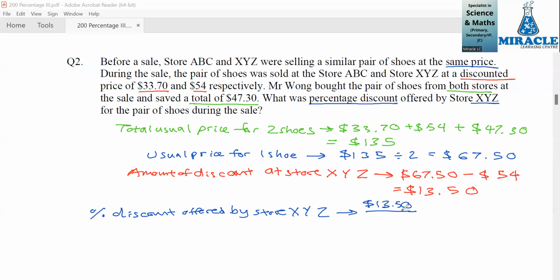divided by, so whenever we are calculating percentage discount, which is the same thing as calculating percentage difference, the denominator must be the original price of the shoe, which is $67.50. And since the question wants the percentage, we have to multiply this by 100%. Okay, so this would give us 20%, which is your final answer.